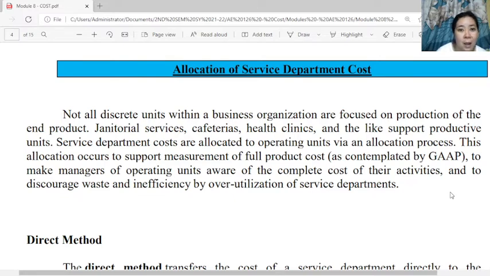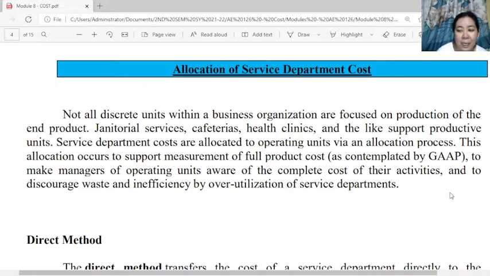This is basically contemplated in GAAP to make managers of operating units aware of the complete cost of their activities, not only in production but also including those support departments, such as we have mentioned earlier, to complete their activities, and also to discourage waste and inefficiency by overutilization of the service department.